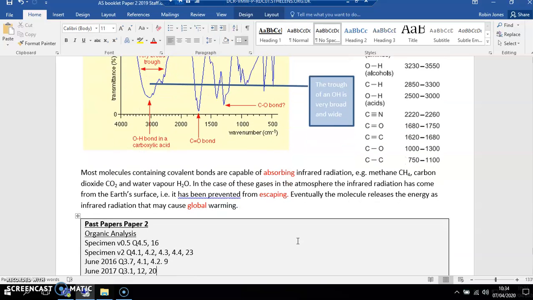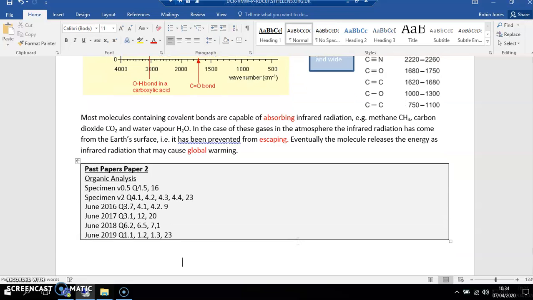Now there are some past papers to cover here as well. Specimen 0.5, 4.5 and 16. Specimen 2, 4.1, 4.2, 4.3, 4.4 and multiple choice question 23. June 2016, 3.7, 4.1, 4.2 and 9. 2017, 3.1, 12 and 20. 2018, 6.2, 6.5 and 7.1. And 2019, 1.1, 1.2, 1.3 and 23.